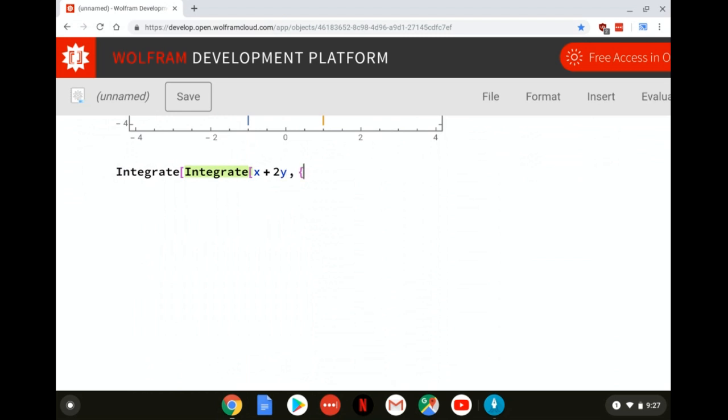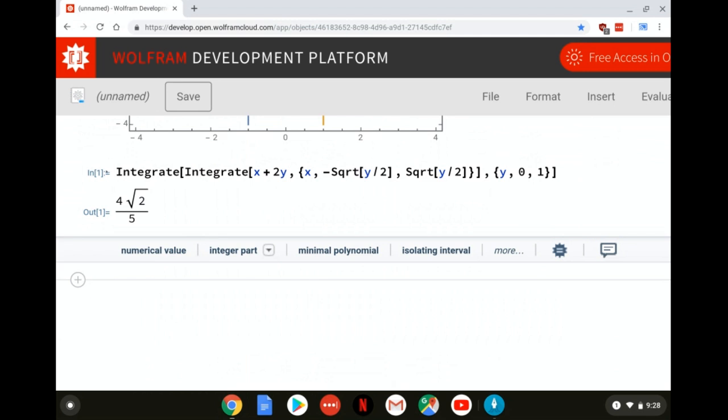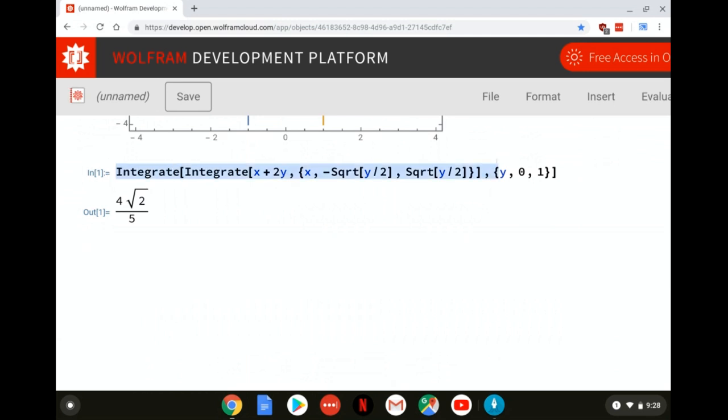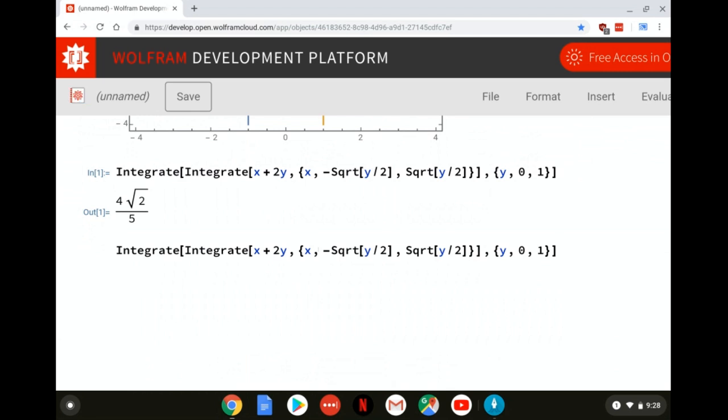So the first one was x from negative square root of y over 2 to the positive square root of y over 2, and then y ranges from 0 to 1. So we got that number. Next one, same function to integrate, but now we enter through negative square root of 2 and exit negative square root of y minus 1. And then y will range from 1 to 2 now.